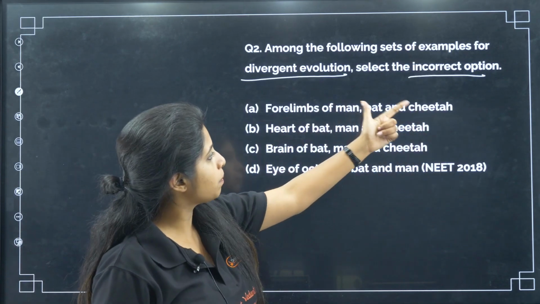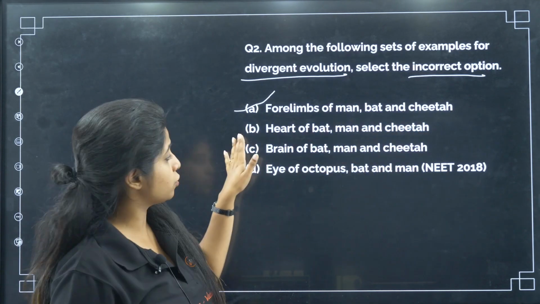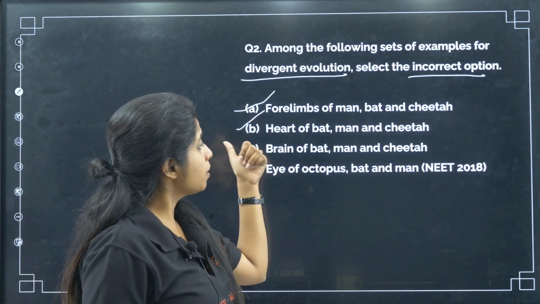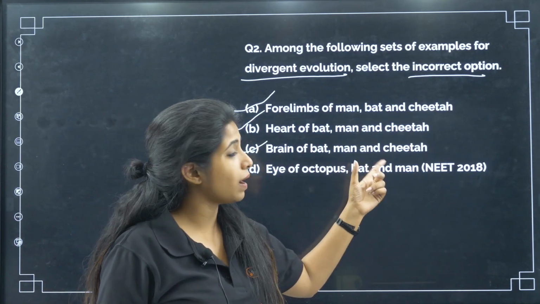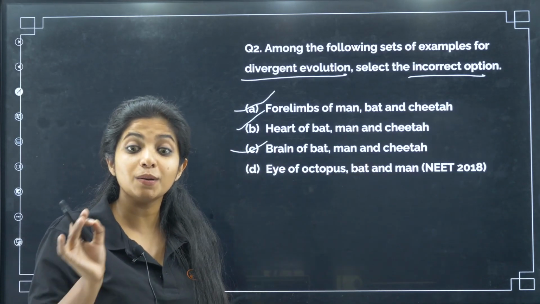So forelimbs of man, bat and cheetah, this is correct. Heart of bat, man and cheetah, this is also correct. We are all mammals, my dear. We have a 4-chambered heart, right? Now, brain of bat, man and cheetah, that is also correct. Eye of octopus, bat and man. Octopus, my dear children, is an invertebrate. What is it? It is an invertebrate.